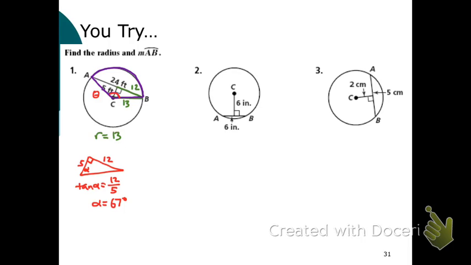But alpha is just half of the central angle, so let's find the whole central angle, which is going to be 2 times alpha, which is 135 degrees. Therefore, and I kind of rounded those off with my calculator, the measure of arc AB is 135 degrees.